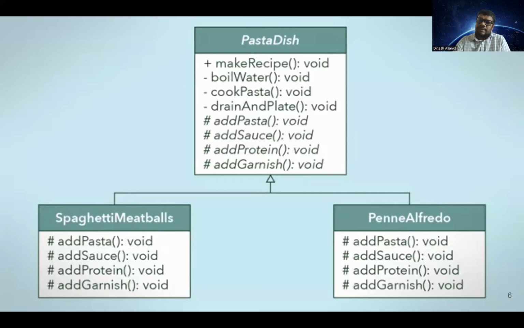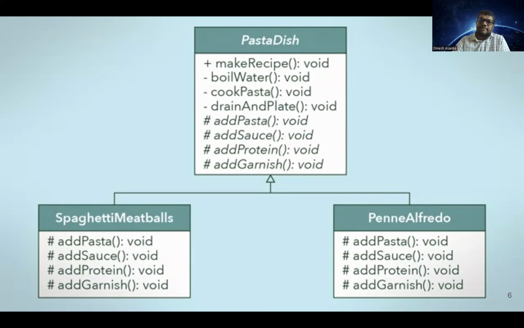Again, I'm taking this example from the Coursera course. Let's say you are making a pasta dish. Whether it's two different types of pasta, spaghetti meatballs or penne alfredo, in both cases your steps are the same. You boil the water, cook it, drain, add pasta, add sauce, add protein. So your steps are the same, but depending on the pasta, some implementations might be different, and some are the same.